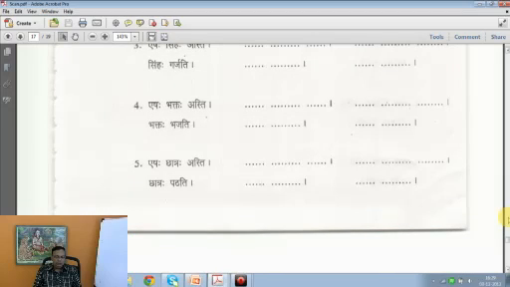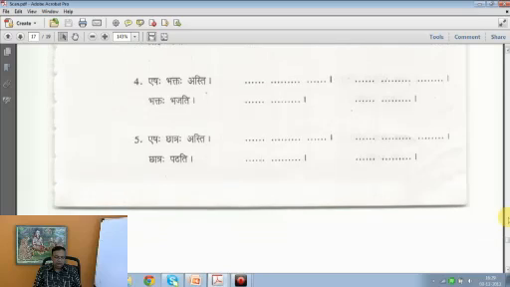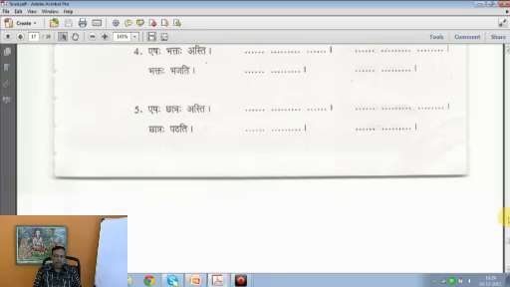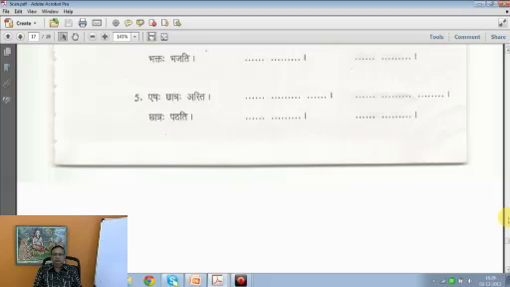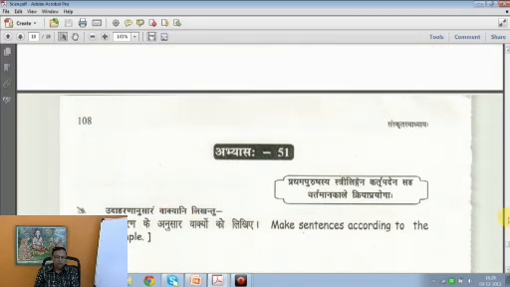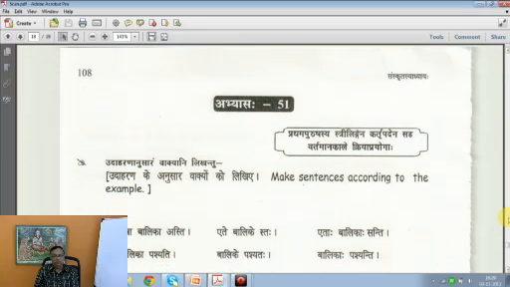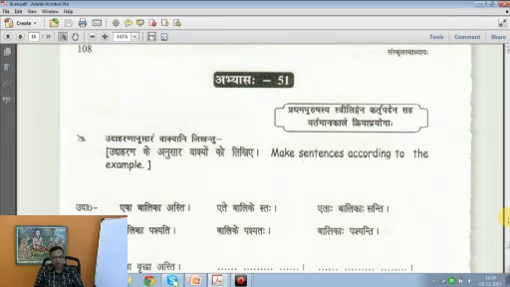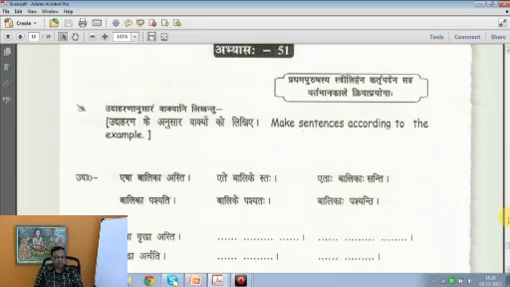Then the fifth one. Esha chhatraha asti. This is a student. Etau chhatrau staha. These two are students. Ete chhatraha santi. These are students. Chhatraha patati. Chhatrau patataha. Chhatraha patanti. So we have done this at a medium pace, not in a haphazard way. This exercise should not be a problem for all the viewers and learners in the beginning.